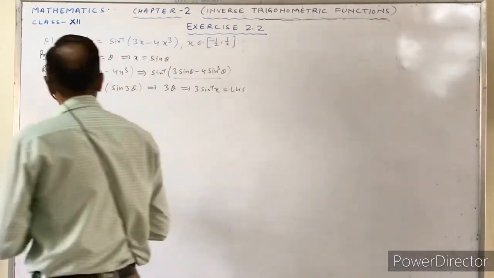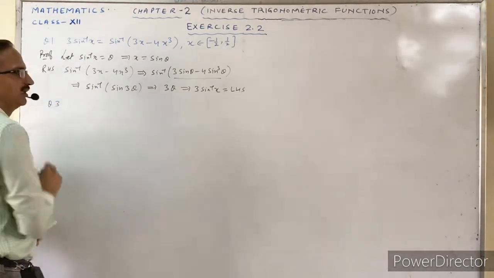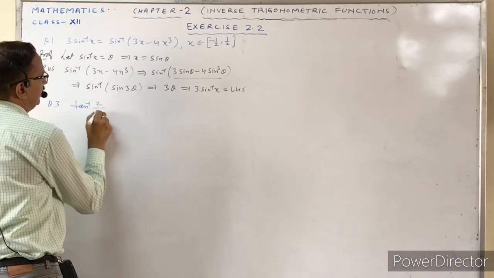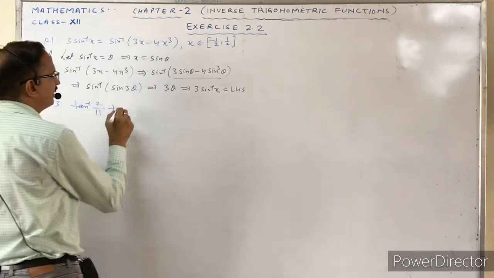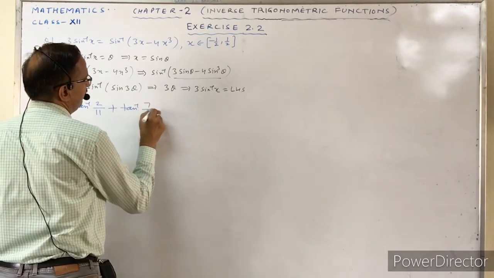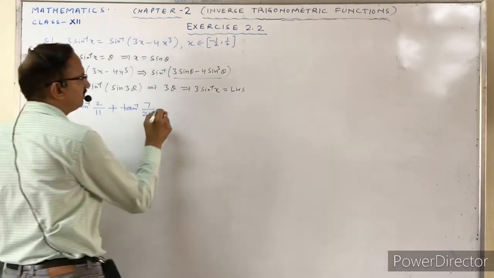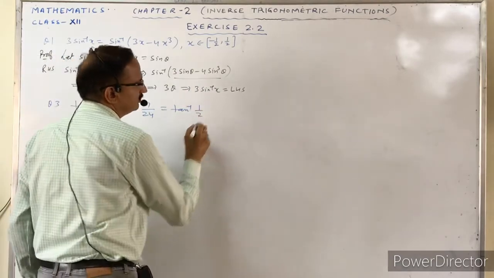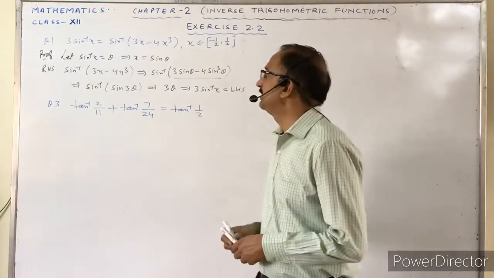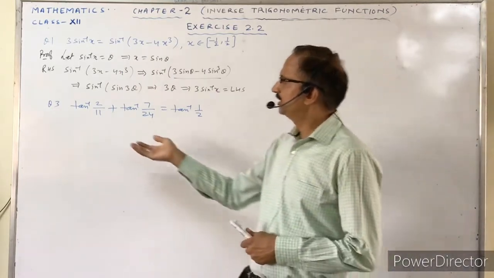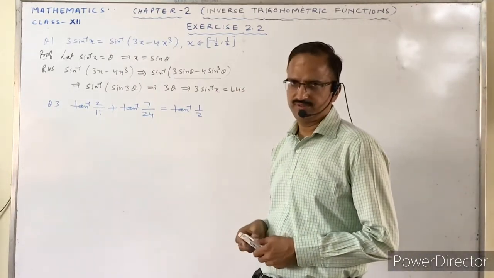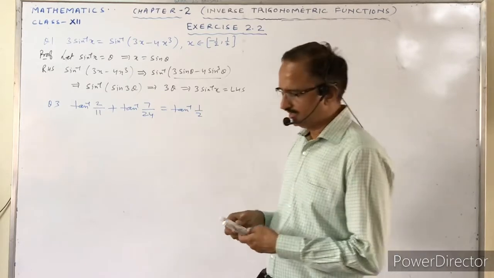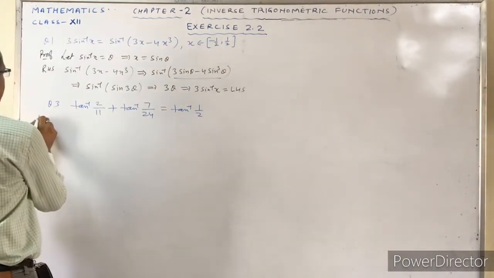Now come to question number 3. In this we have tan inverse 2 by 11 plus tan inverse 7 by 24. This equals to tan inverse 1 by 2. Now we have to prove this result. In this, look, this left hand side has more terms. So we consider this left hand side and prove it to right hand side. So the proof is like this.